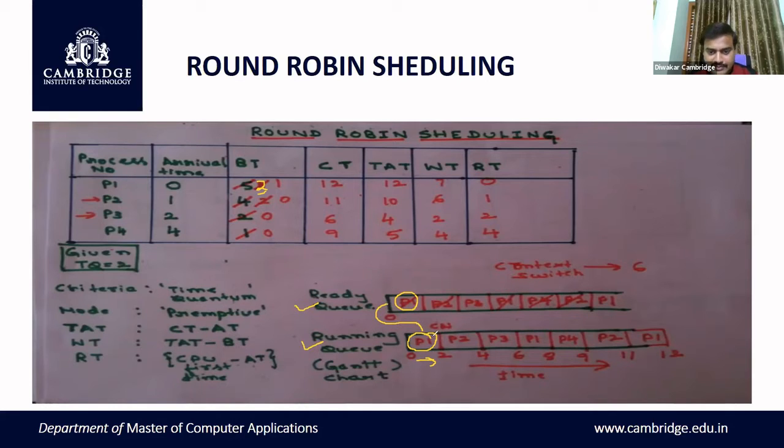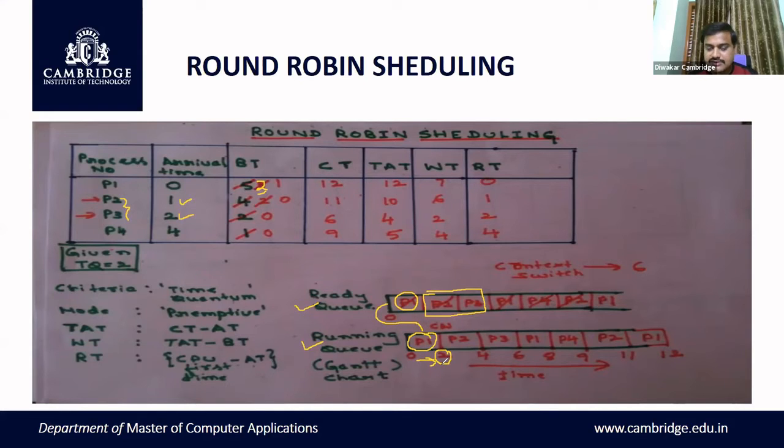Now after that, what happens? At time interval 2, the CPU checks whether any other process has arrived. At time interval 2, process P2 has arrived and process P3 has arrived. These 2 processes, P2 and P3, we are going to put in the ready queue. Now this P1 has executed for 2 units, and another 3 units are there.